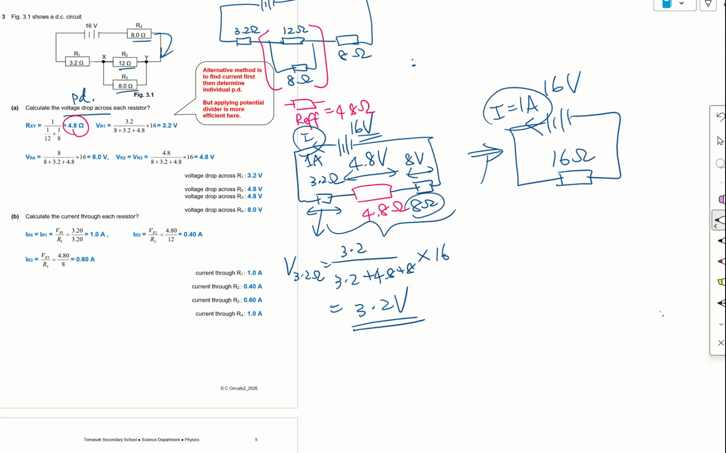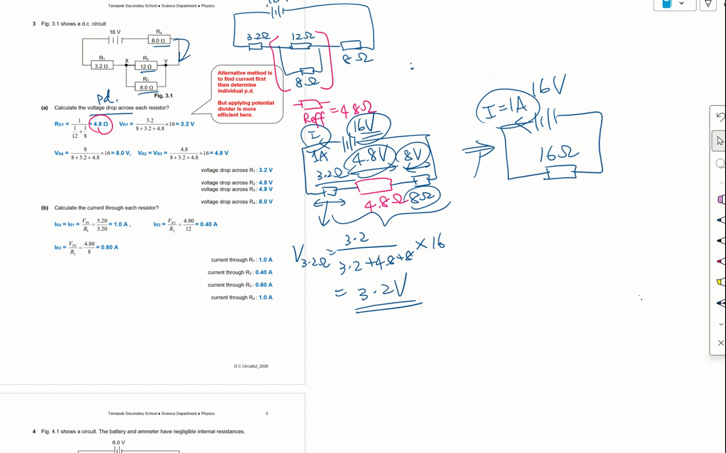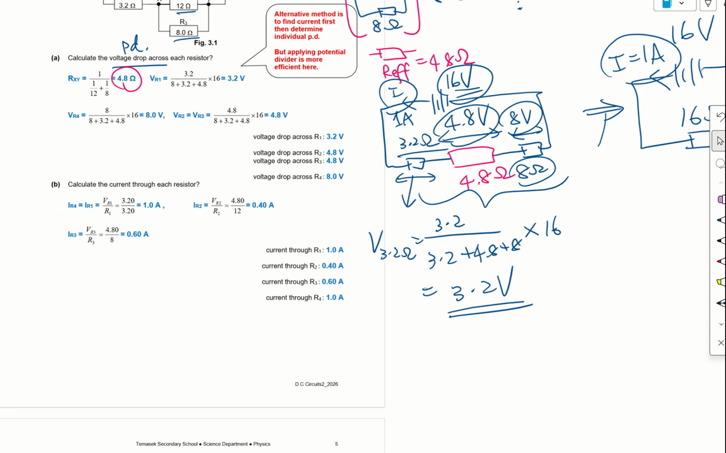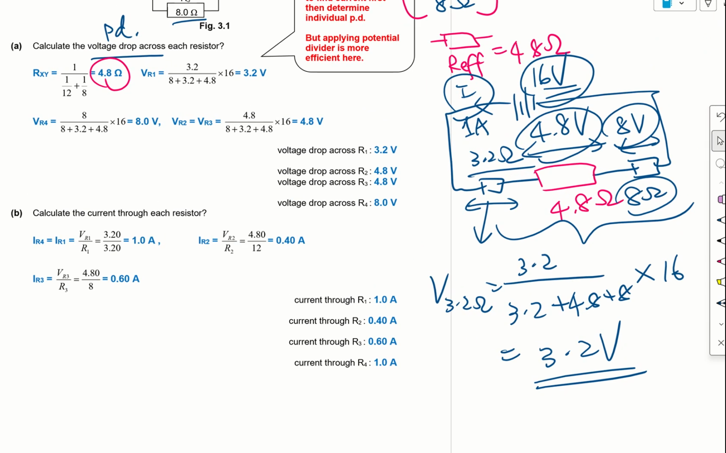Now to see whether your answer is correct, for resistors in series, the potential difference is the sum, and the sum must be equal to the EMF. So 3.2 plus 4.8 plus 8 is equal to 16 volts. So that means our calculation is valid. So you can do this either by using the potential divider formula, or you can find the current. When I mark, most of you were able to get this.